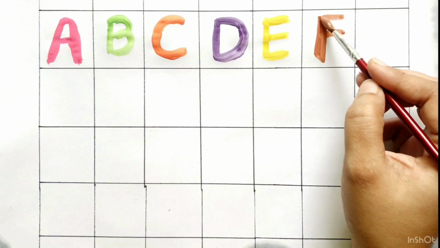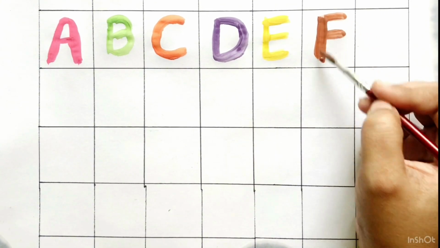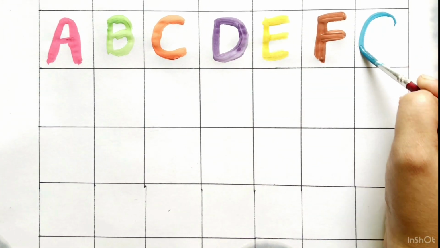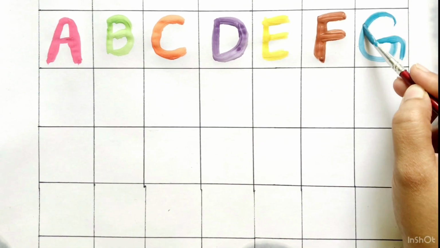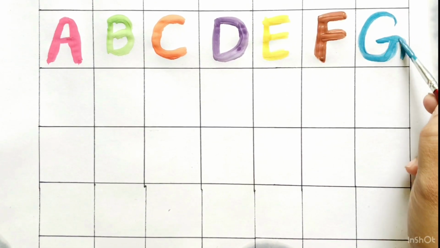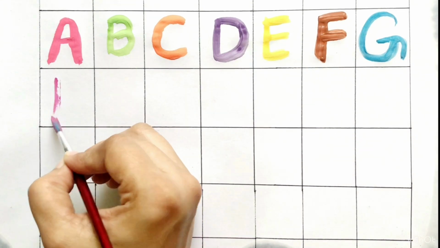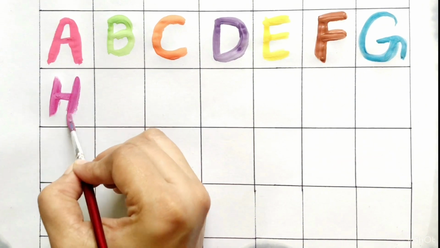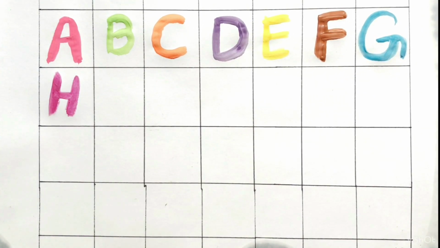This is a brown color. I paint the F. E, F. This is a rosy color and I paint the G. Come with me, drawing step by step. This is a pink color. I paint the H. G, H.